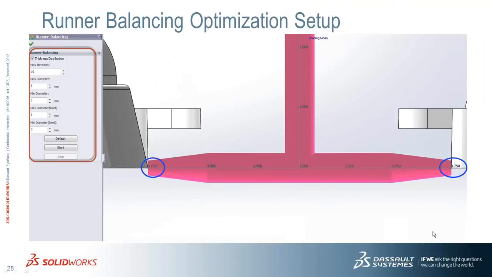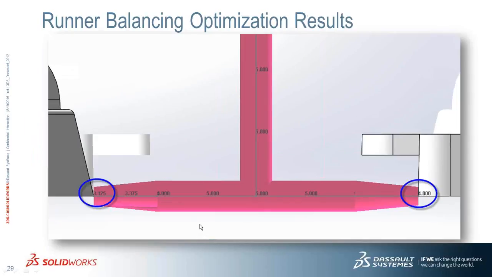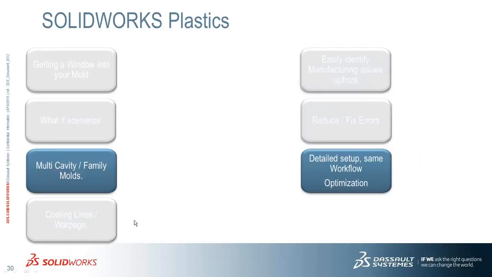The SolidWorks Plastics tool also offers the ability to balance the runner design. So the user specifies a baseline or a basic runner definition, and the solver has the ability to optimize the different geometries associated with gates, runners, and sprues using the runner balancing wizard. So that basically helps you set up a detailed simulation with the same workflow optimization capabilities.